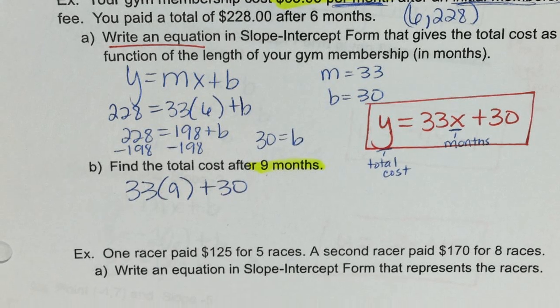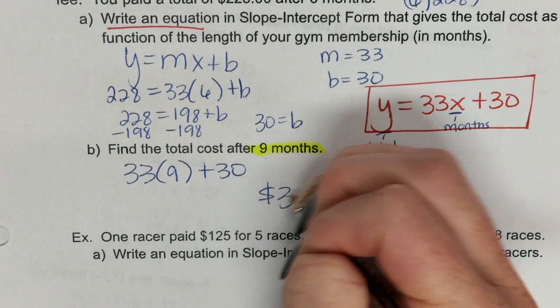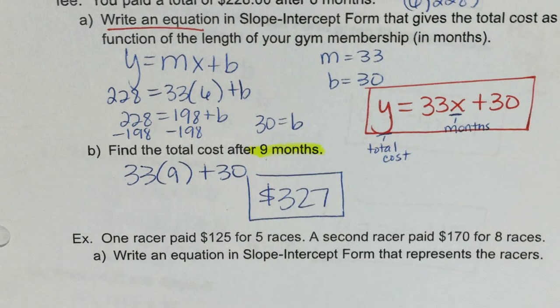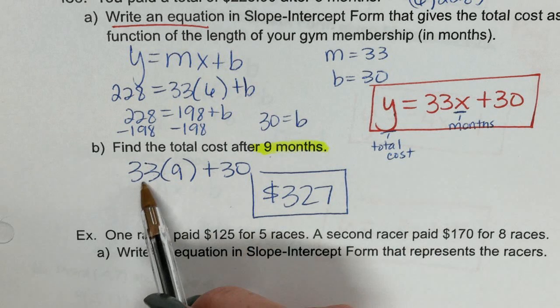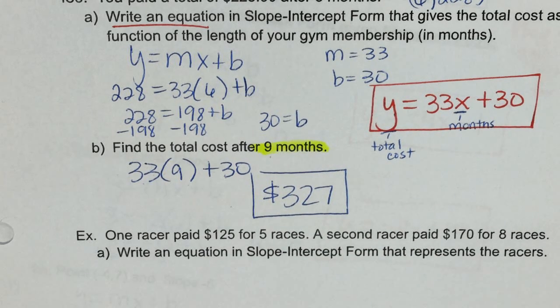Put that in your calculator. What do you get? Huh? Really? $327. Because you did 33 times 9 and you did not put plus 30. You got to do the whole equation.